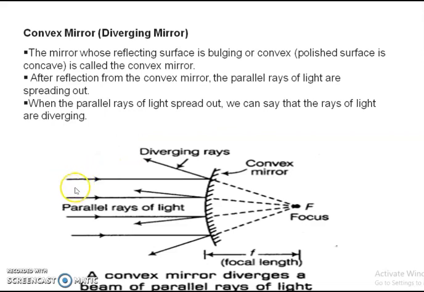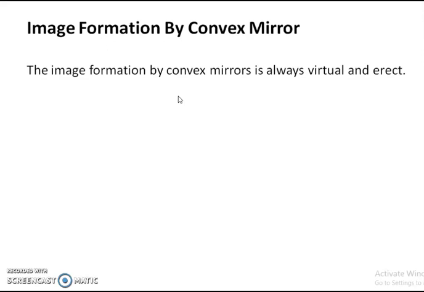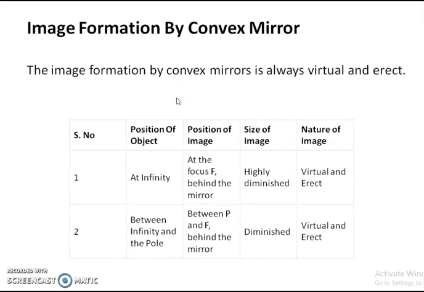So here is a ray diagram. You can see the incident ray is coming and it is striking on the reflecting surface of the convex mirror and getting reflected. So here you can see these are called diverging because they do not meet at a focus point. Image which is formed by a convex mirror is always virtual and erect.